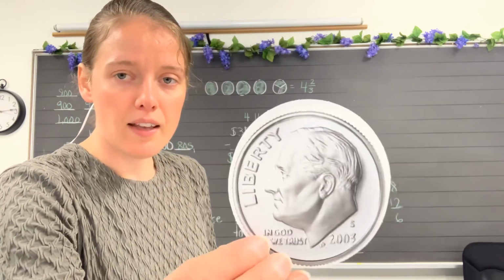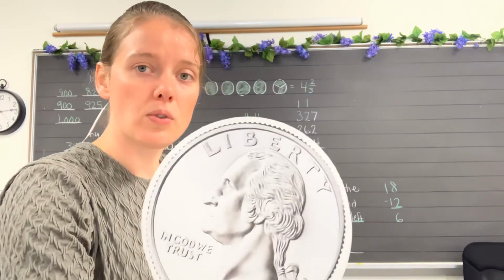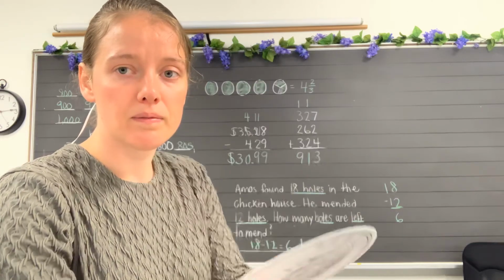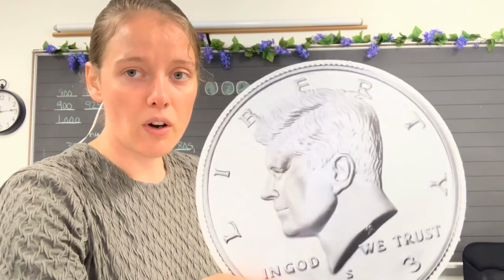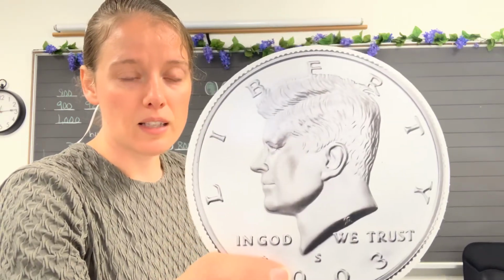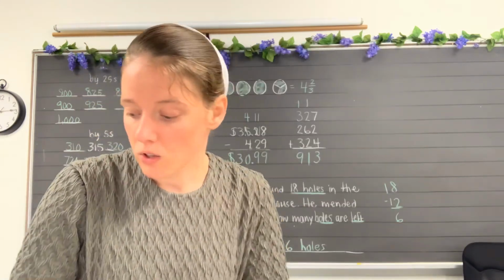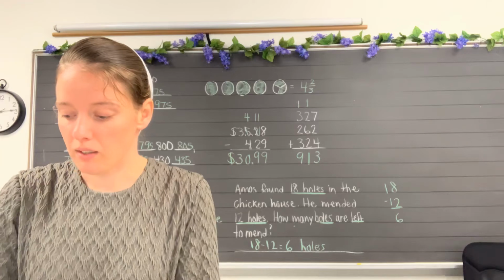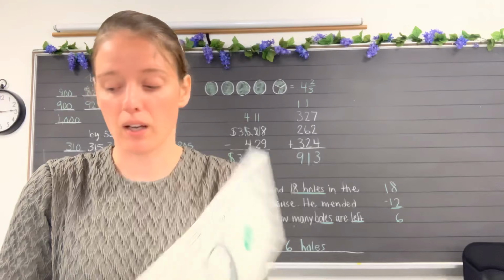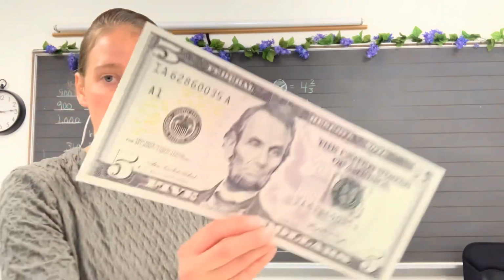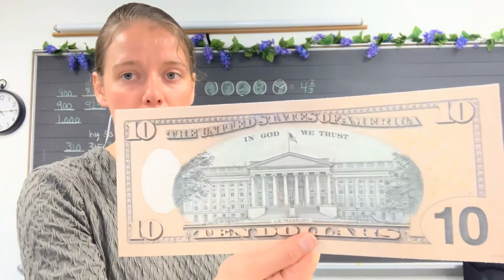Dimes we count by tens. Go by tens with dimes. Quarters are 25 cents. And half dollars go by 50s, and that is John F. Kennedy on there. Okay, so 50s with the half dollars, and then we have $1 bills, which we go by ones, count by ones whenever you have $1 bills, count by fives whenever you have $5 bills, and count by tens whenever you have $10 bills.